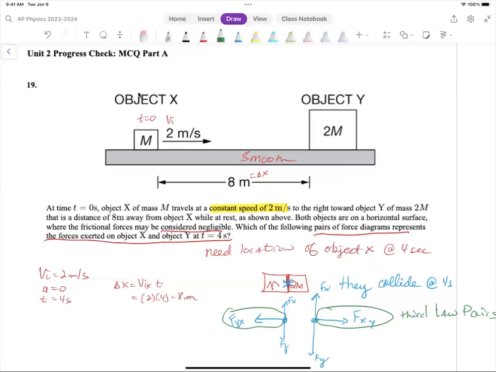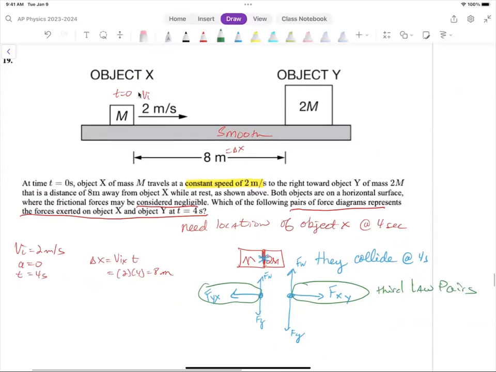You don't know if object X has even reached object Y. You have to determine where object X is at 4 seconds. This is 0 acceleration because they told me that it's constant speed. So the only equation that works is delta X equals V initial in the X direction times time. If I multiply the initial velocity of 2 times the amount of time, which is 4 seconds, I find that delta X is 8 meters. So what you learned is that at 4 seconds, object X has reached object Y, and now they've collided.